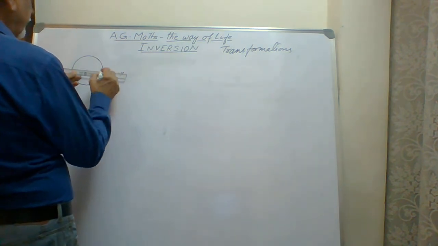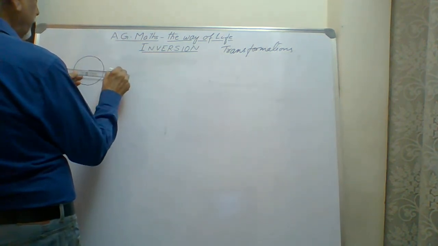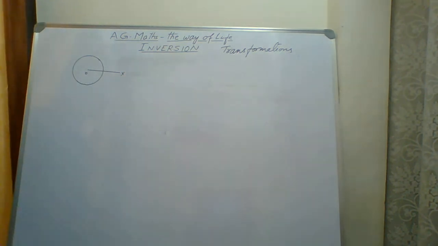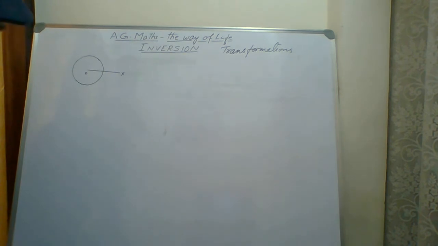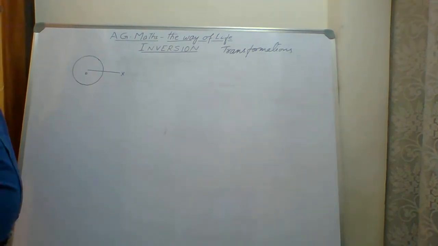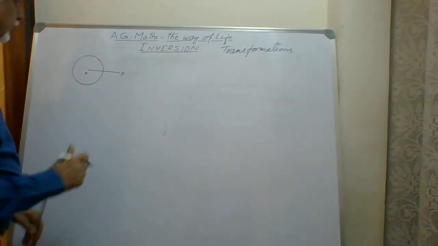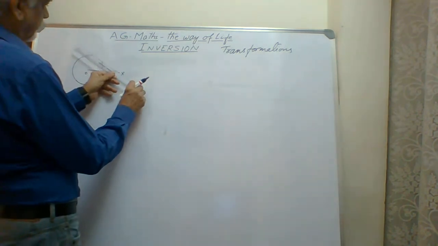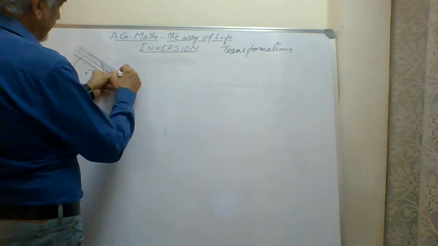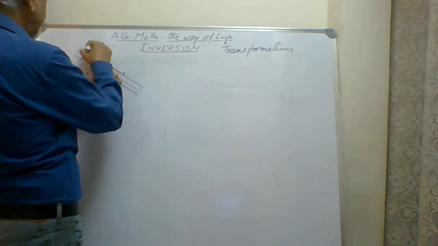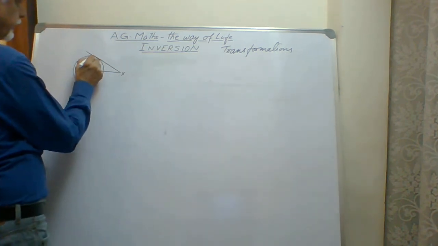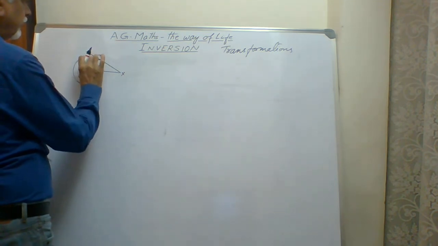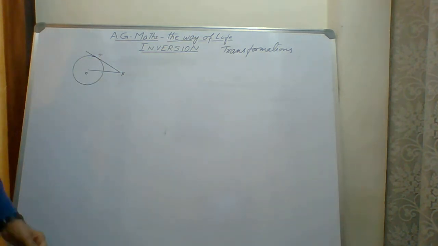So first of all, we join the center with the point X. O is joined with X, and from X we draw a tangent to the circle, not a perpendicular, a tangent to the circle. So if this is the tangent to the circle at the point T, this is the tangent to the circle.